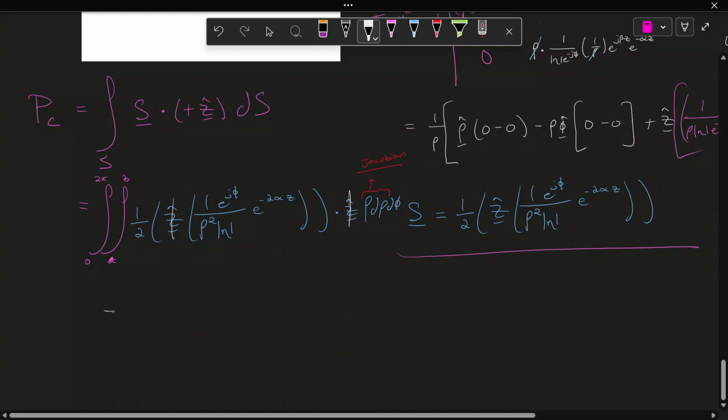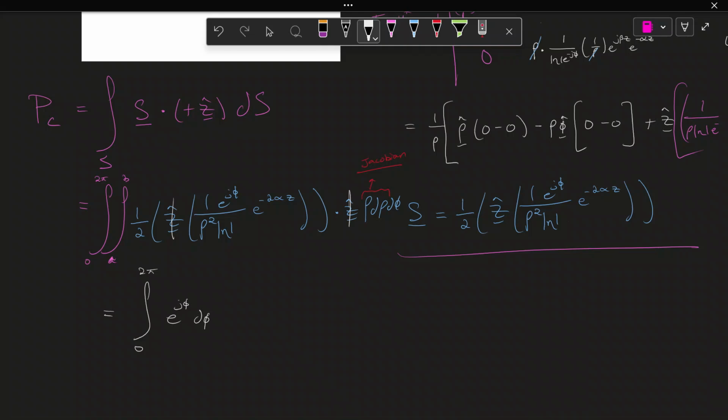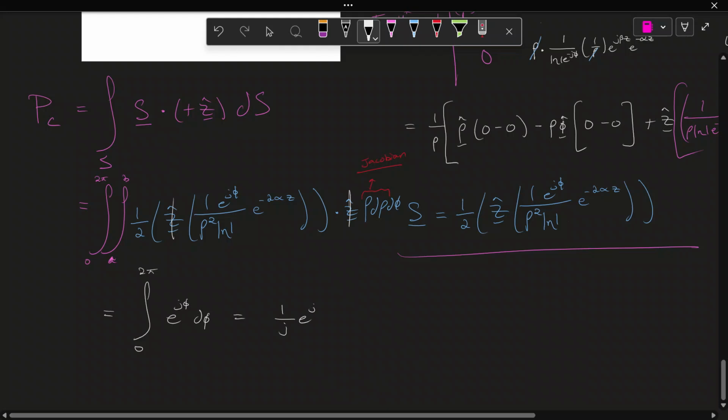Well, what do we notice? We have the integral from 0 to 2 pi, and I'm going to disregard all of the rest of it. I'm only going to do the integral from 0 to 2 pi of e to the j phi d phi. Since we're doing the outer integral, this is the only portion of the Poynting vector that has the phi component. Well, what is this? This is equal to 1 over j e to the j phi evaluated from 0 to 2 pi.